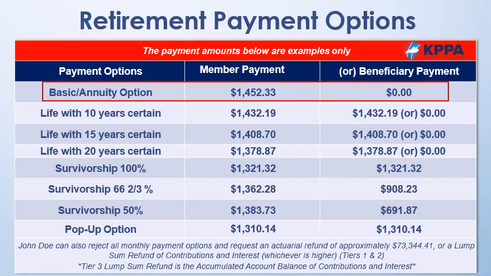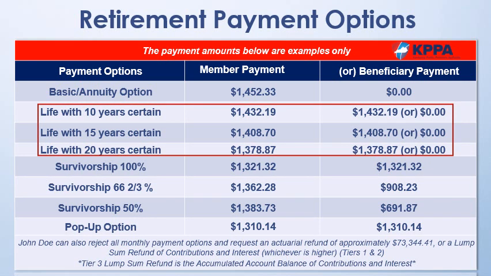The basic option, referred to as the annuity option for Tier 3 members, provides the largest monthly benefit to the member until death. It does not provide any benefits to the beneficiary after the member passes away. If the member dies before receiving an amount equal to his or her account balance, the beneficiary will receive the remaining account balance in a lump sum payment. In this example, the member would receive $1,452.33 in gross income per month, and upon their death, the beneficiary would not receive a benefit.